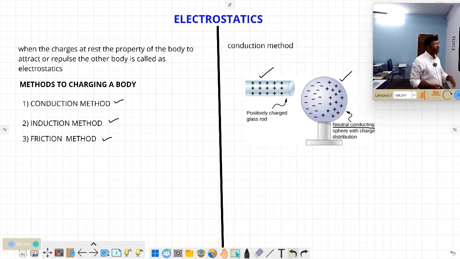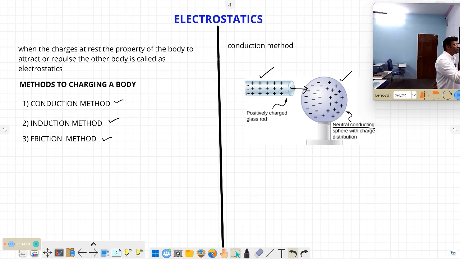Neutral means what? Positive charge means the body which contains more positive charges compared to electrons; that is called a positively charged body. An equal number of positive and negative charges is called a neutral body. So whenever we touch this body to this one, at the time of contact, what is happening?